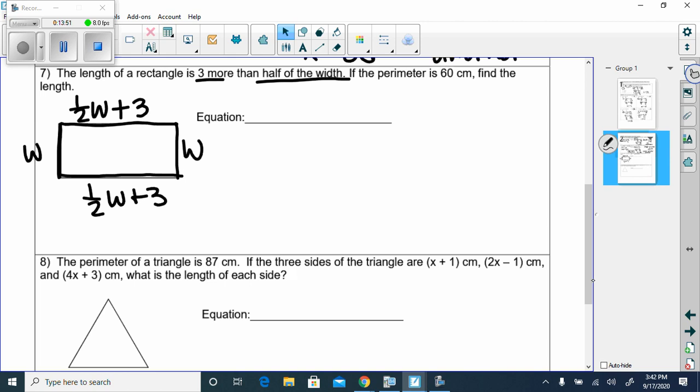Right? Okay, so if I'm talking about perimeter, how do you find perimeter? Add. We just add up all the sides. So I've got 1 W here, 1 W here. Those 2 halves, so I got 3 W, and y'all said plus what? 6, right? Because I got a plus 3 and a plus 3. Should be equal to 60.